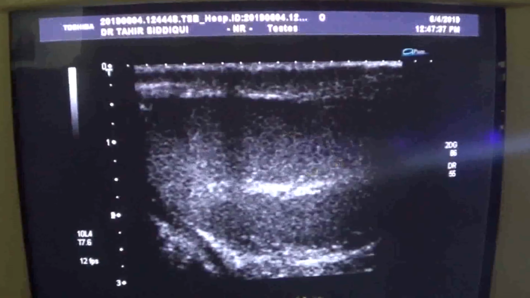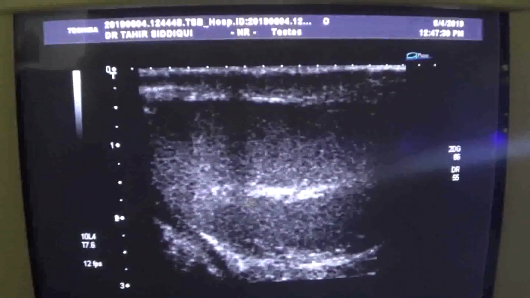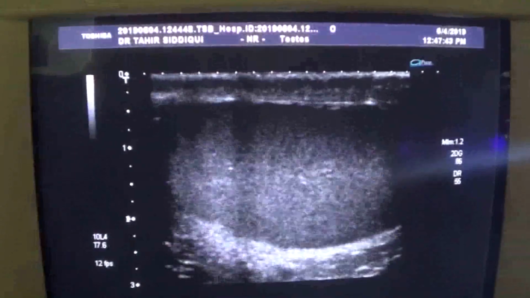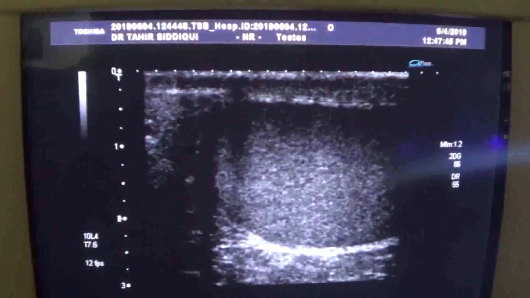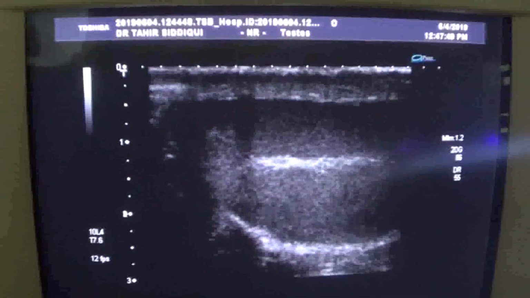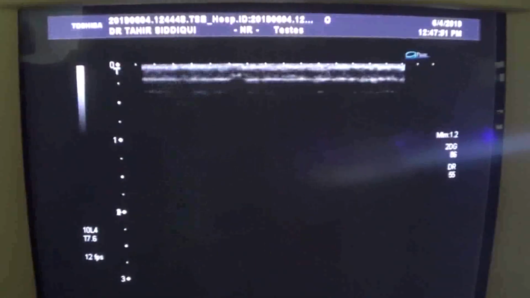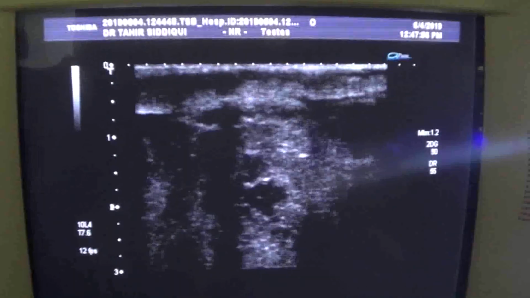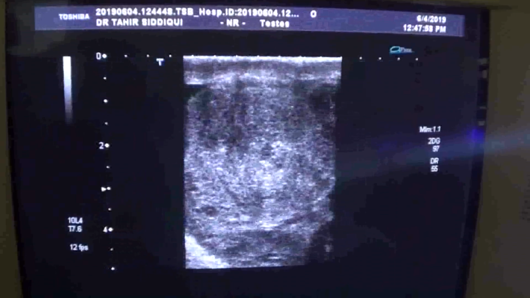Its parenchymal echogenicity is normal. This is the mediastinum testis, central normal, epididymis is normal. Now moving towards the right testis. This is the right hemiscrotum.